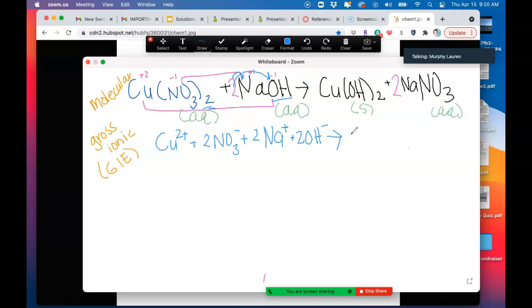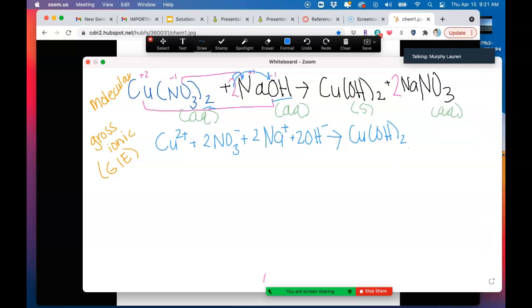I do not get to touch solids. You have to just rewrite it as it is. So Cu(OH)2. Now this is aqueous again, so I have to rip it apart. Na plus, and there's 2 of them, and 2 nitrates.